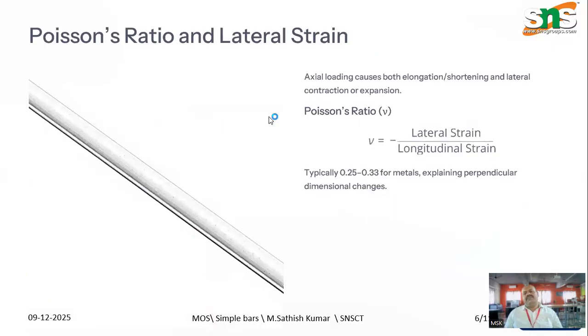So we have something called Poisson's ratio and lateral strain. Whenever there is a linear strain, there is also a lateral strain. For example, lengthwise there is an expansion of the bar, and widthwise there is a reduction in width, which is called lateral strain. Axial loading causes both elongation or shortening and lateral contraction. Poisson's ratio is nothing but the negative of the ratio of lateral strain to longitudinal strain, typically 0.25 to 0.33 for materials.